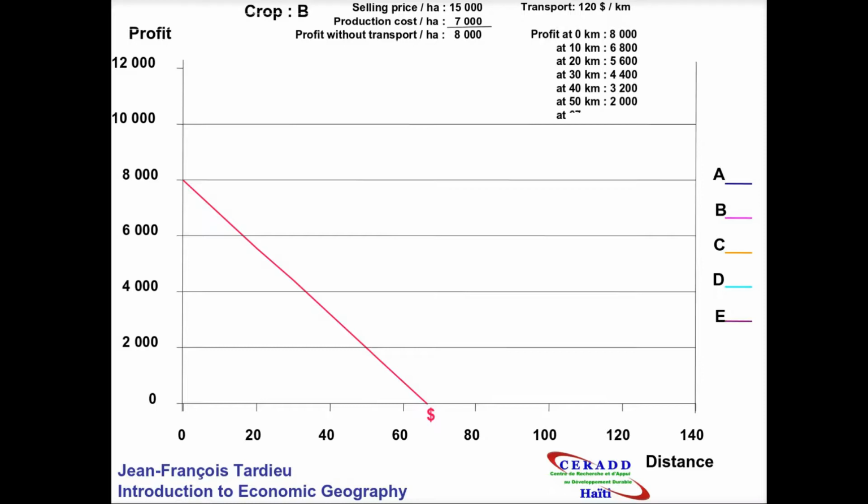And at 67 kilometers, B will not yield any profit, and farther, no farmers will have interest to practice this culture, under penalty of bankruptcy.